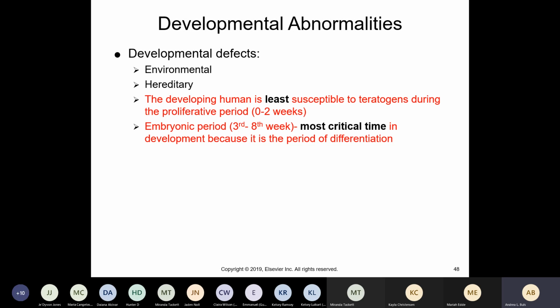So if, let's say, we had a patient that needed to have dental work done, this is the time we're going to avoid. We're going to wait until after that 8th week, or at least into the 3rd or 4th month of pregnancy, if possible, to use any type of anesthesia or do any dental work or anything like that, unless absolutely necessary.